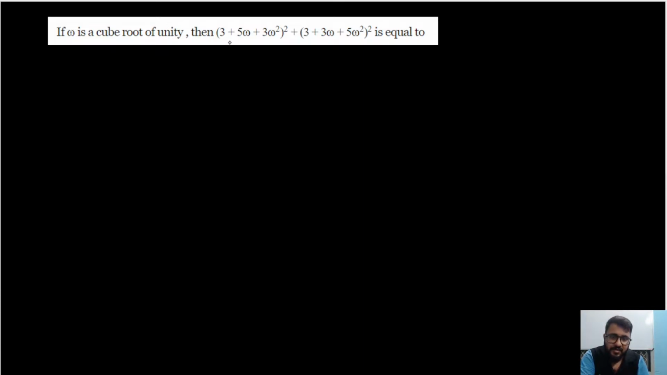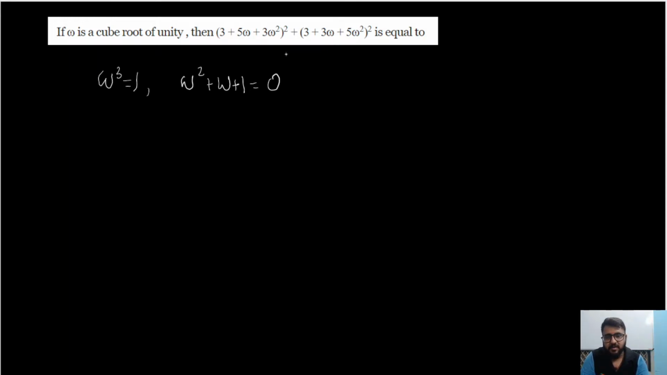All right, as you can see here, we have to find the value of this expression where omega is a cube root of unity. So we know omega cube is equal to 1, and we also can write this equation, which we know from the previous videos, that omega square plus omega plus 1 is equal to 0. This is pretty useful in this particular problem.